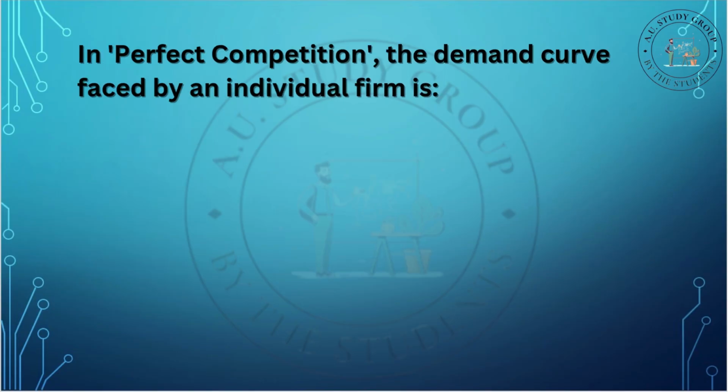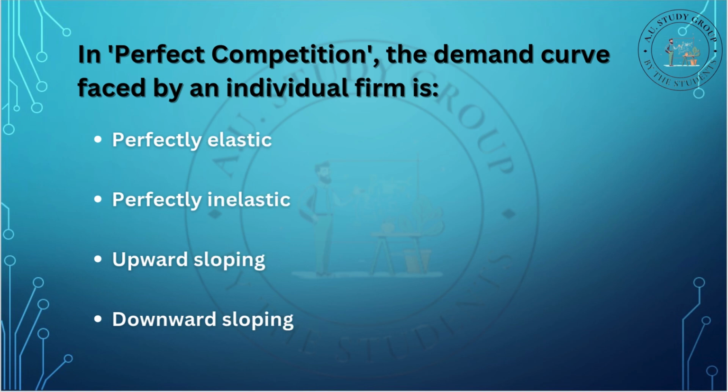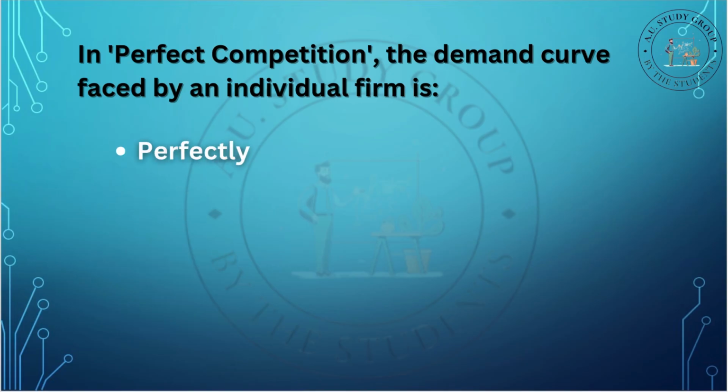Okay, now this is the next one. In perfect competition, the demand curve faced by an individual firm is perfectly elastic, perfectly inelastic, upward sloping, or downward sloping. What will be the demand curve? You are right. It is perfectly elastic. Right. Now this is the end of part 2.